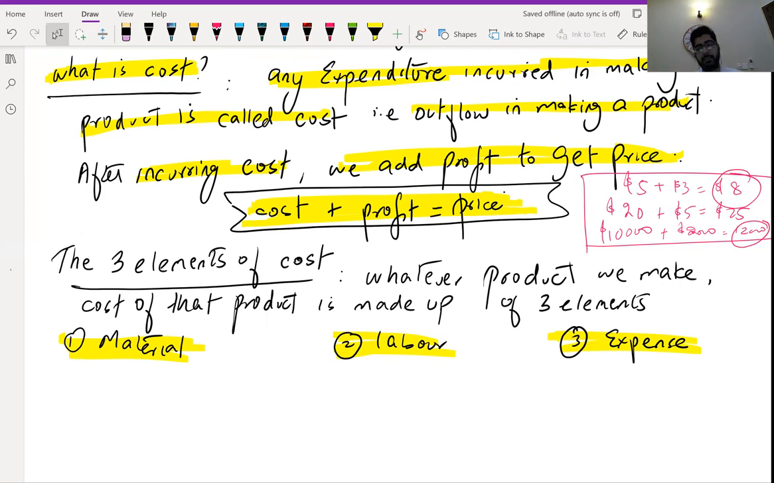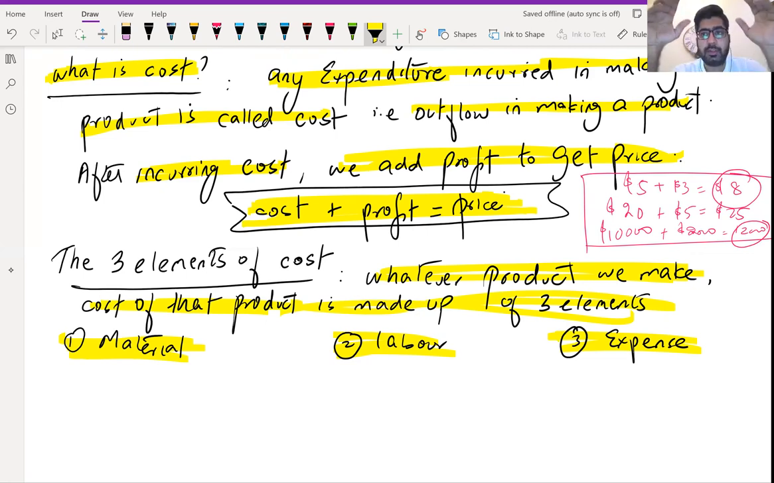Okay. Now, an interesting thing. This is a very good area. No matter whatever product you make, obviously you spend money on making that product, that's cost. The cost of that product is always made up of three elements, because there are only three elements of cost in real world. You won't be able to find a fourth element or challenge you. No matter whatever product you make, the product isn't made for free, right? We incur some money in making that product. That is called cost, okay?